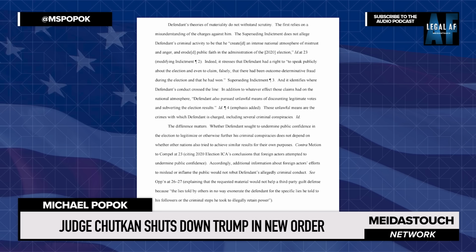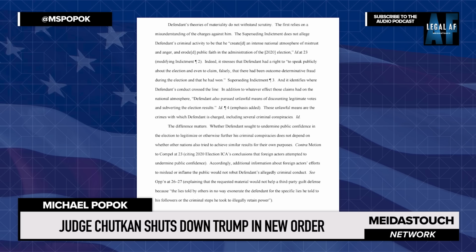Indeed, the indictment stresses that Trump had the right to speak publicly about the election and even to claim falsely that there had been outcome determinative fraud during the election that he had won. And it identifies, this is the judge now, where defendant's conduct crossed the line. In addition to whatever effect those claims had on the national atmosphere, quote, Trump also pursued unlawful means of discounting legitimate votes and subverting the election results. Those unlawful means are the crimes with which defendant is charged, including several criminal conspiracies.